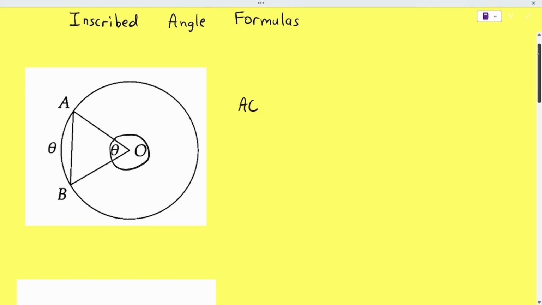This can be written as pi r squared times theta divided by 360. Because we know that pi r squared is the whole circle area, and because of proportion, we will have theta divided by 360. Now we will use this formula for the other lemmas.